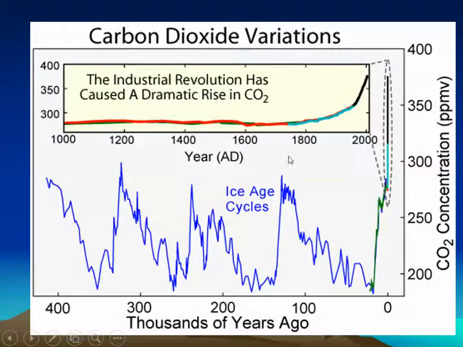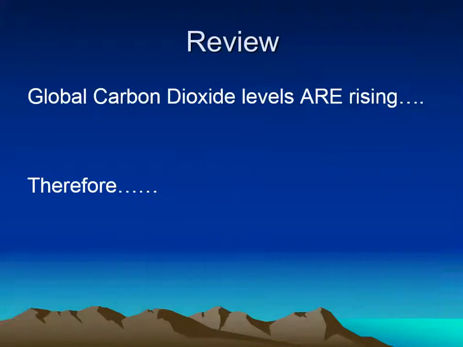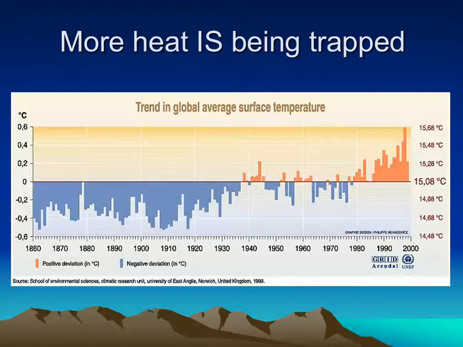Think about our evolution. How long have humans been on this planet? Humans, our species, only appeared on our planet about 100,000 years ago. So we are experiencing levels of carbon dioxide that our species has no evolutionary history with. So again, to review, not only are the CO2 levels indeed rising, therefore we do know more heat is being trapped.